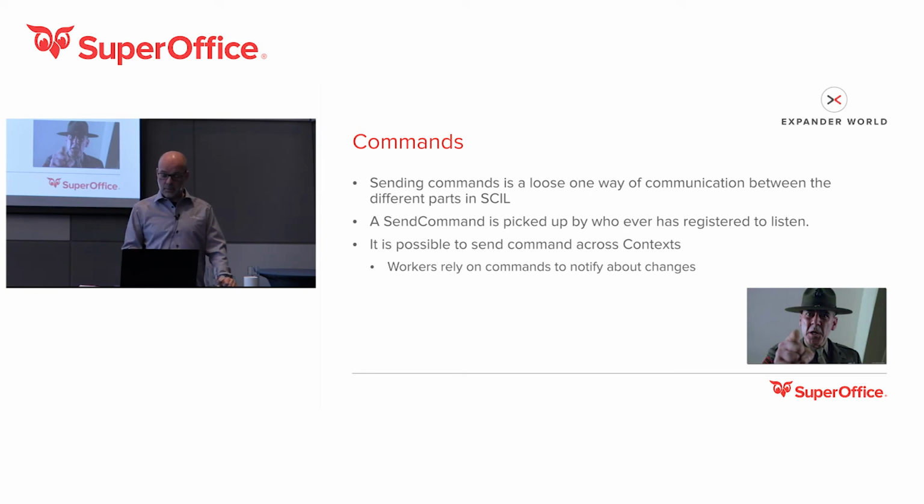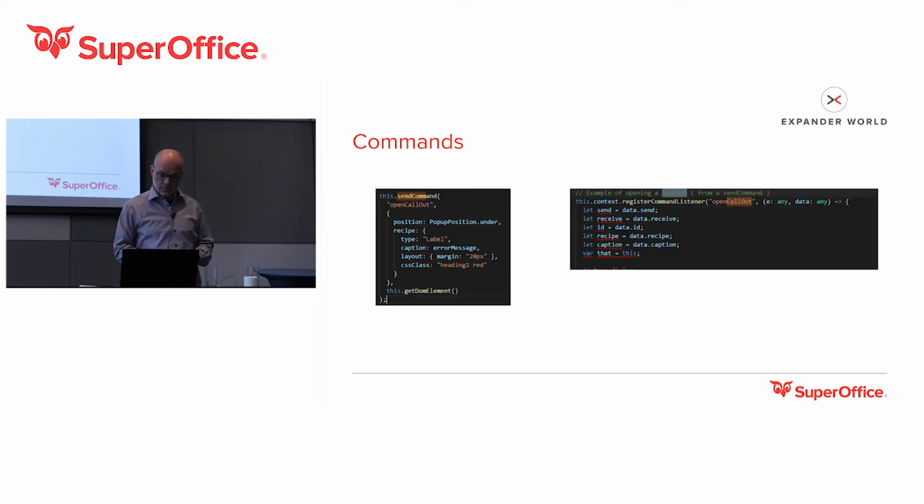And yeah, you can send messages across contexts, because then the inbox worker context can send messages out, and you can register to explicitly listen to the inbox worker new mail command. So then you can send across contexts. But it's not a queue. It's fire and forget. So this is how it works when, for instance, you want to open a callout.